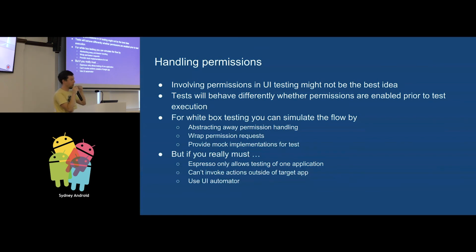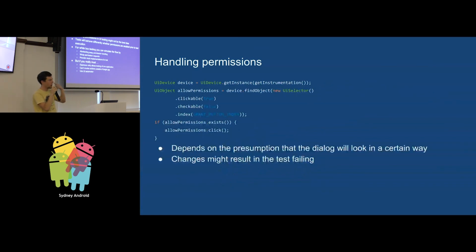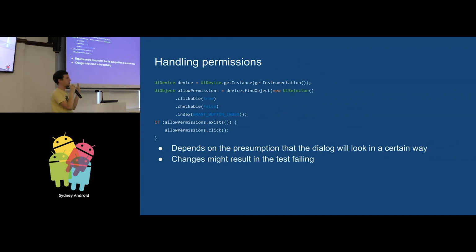The reason is that Espresso is only going to work in your application process, but cannot invoke actions outside of your application. It will not be able to click on a dialog that is being presented when a permission is requested. So for this case, you might want to use something to actually perform actions on controls outside of your application.